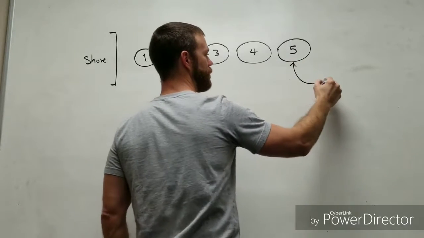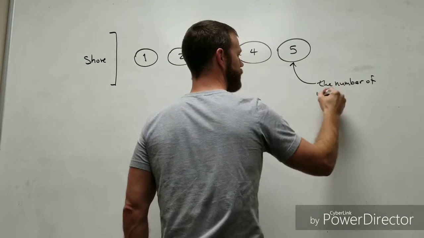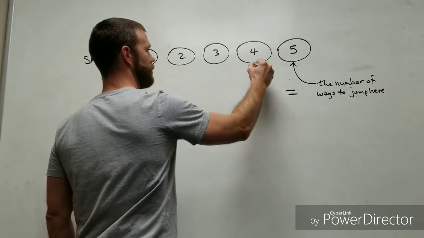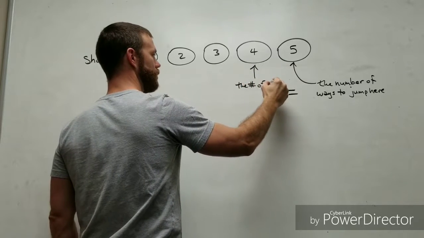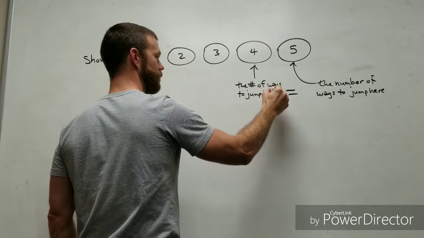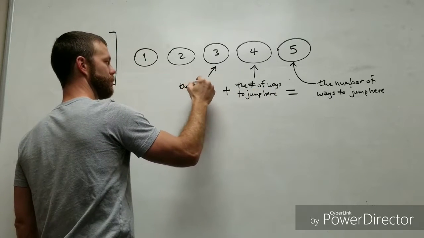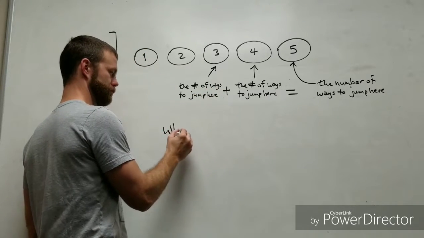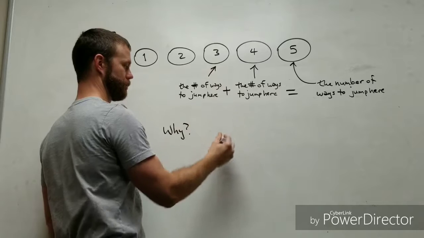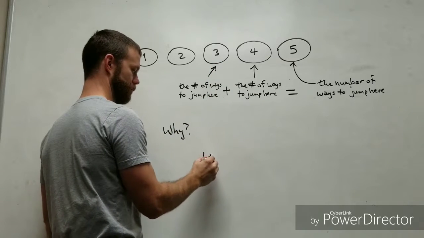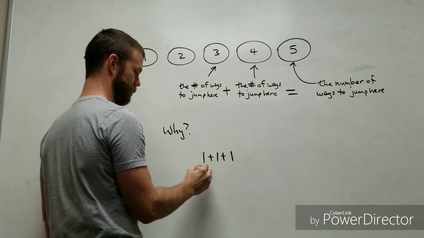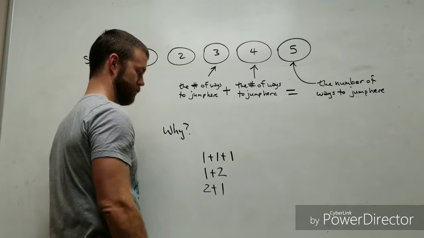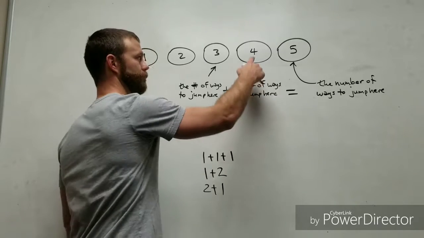Final way, we can count up the number of ways to get to the 5th lily pad by summing the number of ways we can get to the 4th lily pad, and then the number of ways we can get to the 3rd lily pad. Why? Well, let's look at the number of ways we can get to the 3rd lily pad. 1 by 1 by 1, or 1 by 2, or a 2 by 1. That's it.